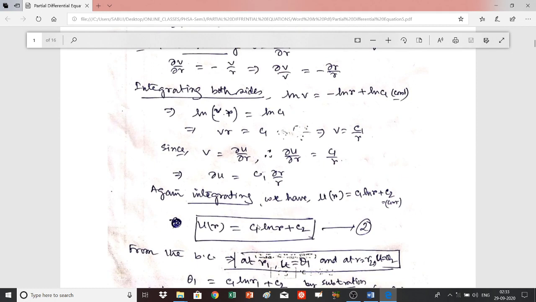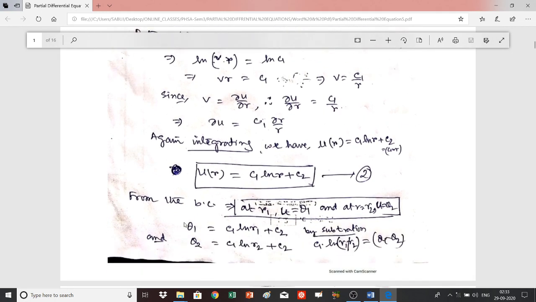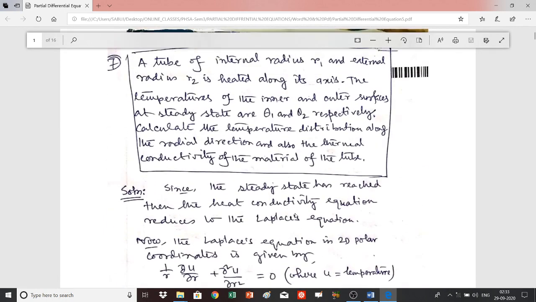And now we have to calculate the values of c1 and c2, which are arbitrary constants. Now we have to employ the boundary conditions. So one of the boundary conditions was that at r equal to R1, u is equal to theta 1. That is clearly written here, theta 1 and theta 2 respectively for the inner and outer temperatures.